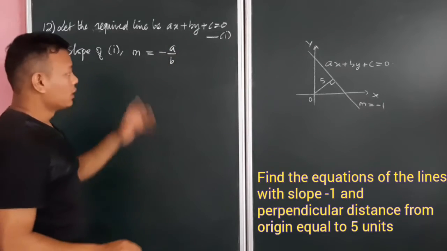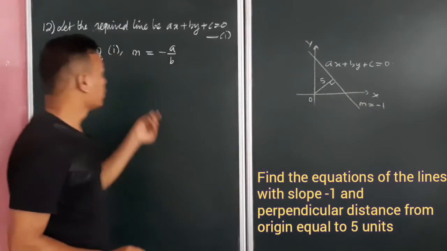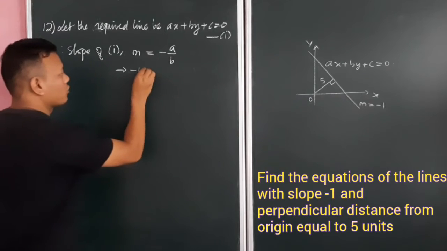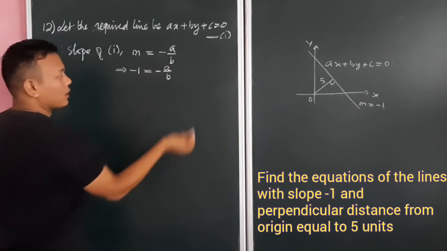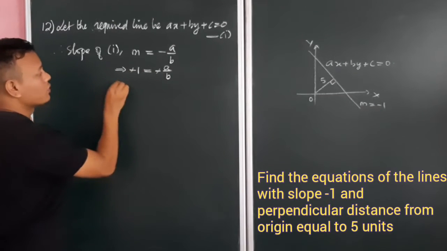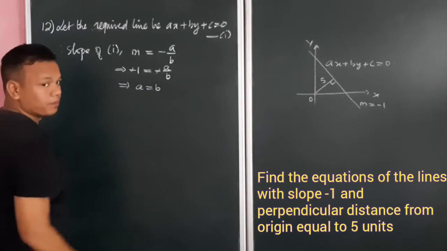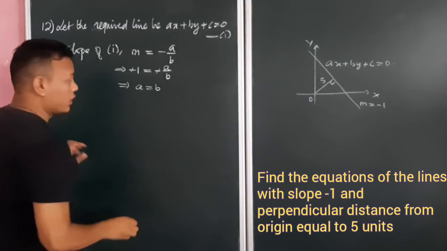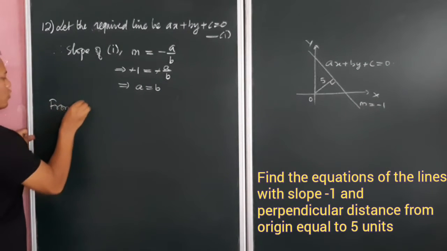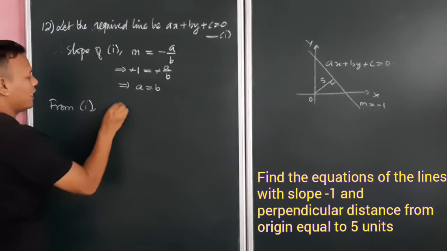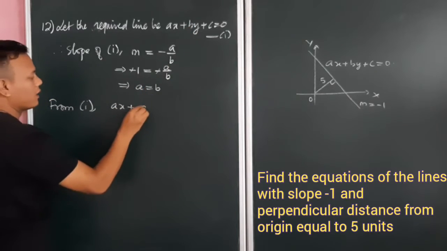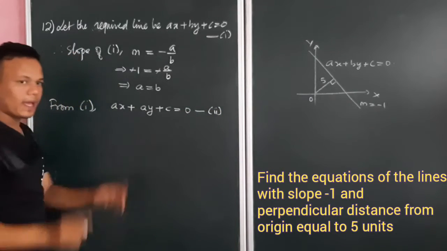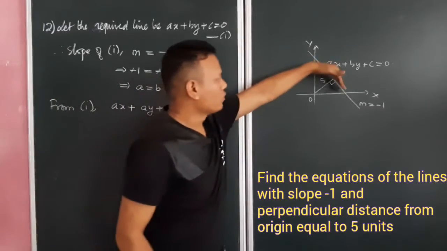But we have been given that the slope is minus 1. So instead of m I am writing minus 1 here. So minus 1 is equal to minus a by b. From here the minus signs cancel, so we have a equals b. Now let us substitute b equals a in equation 1. From 1 we get ax plus ay plus c equals to 0. Let me call this equation 2, the equation of this line again.